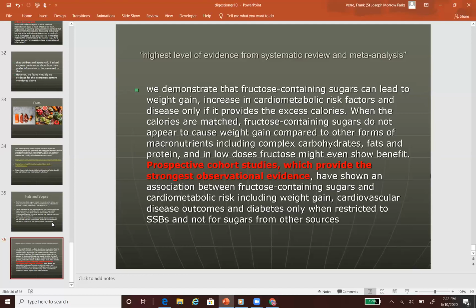yeah, if you drink fructose containing sugars, there is weight gain. Yeah, for sure. There's things like cardiovascular issues, diseases that increase, but that's if you have too much of it. Okay. If you can control the calories, according to this meta-analysis, fructose does not appear to cause issues. Okay, not appear to cause issues. However, what's really interesting is they go on to say in this meta-analysis, remember, a meta-analysis is like a review of many studies. So it's really like on top of the pyramid.